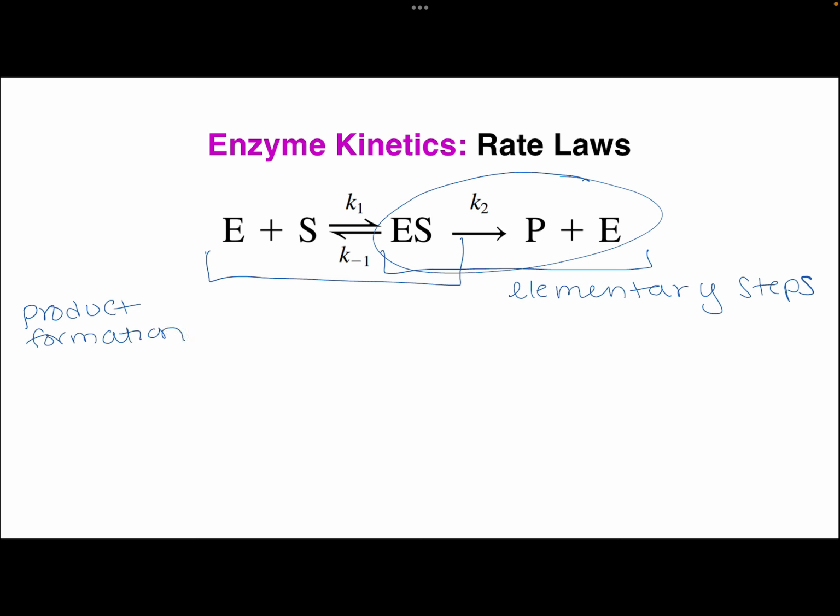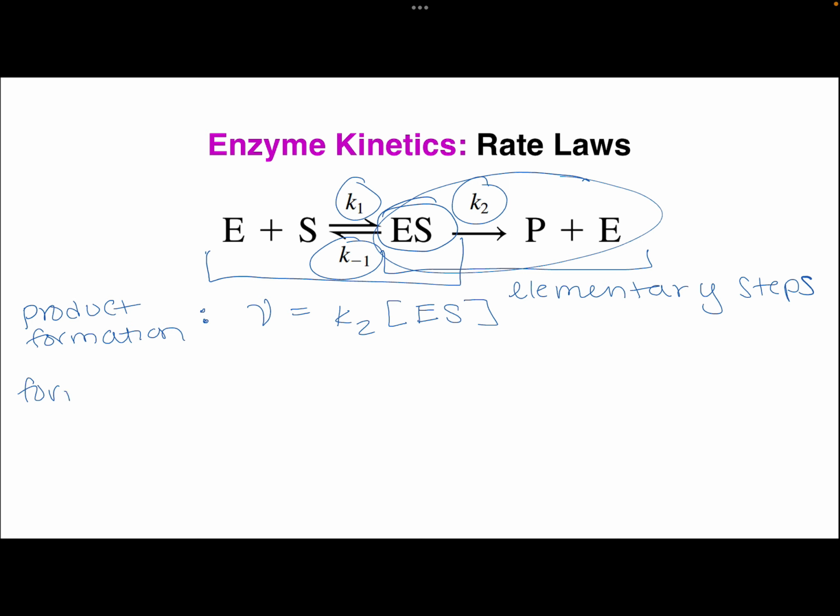So product formation, the rate law is going to be, let's call it velocity. It's going to be equal to K2 times our reactant concentration, which is enzyme substrate complex. All right, that's just like what we've been doing. So now, let's look at this guy. Formation of enzyme substrate complex. So this is going to be a lot more complicated because each one of these steps is going to affect the concentration of the enzyme substrate complex.